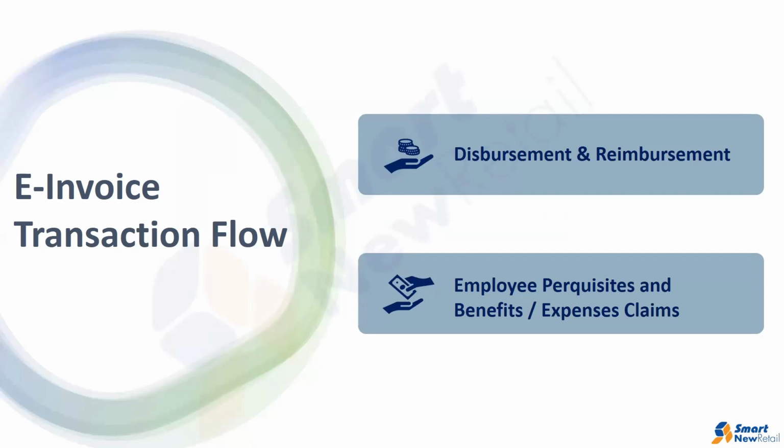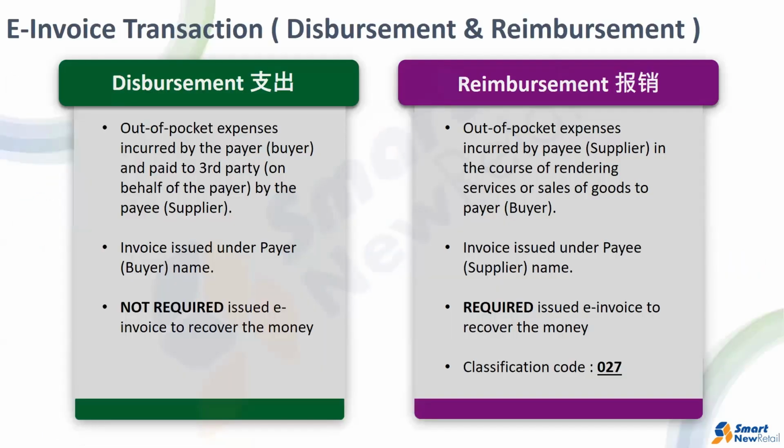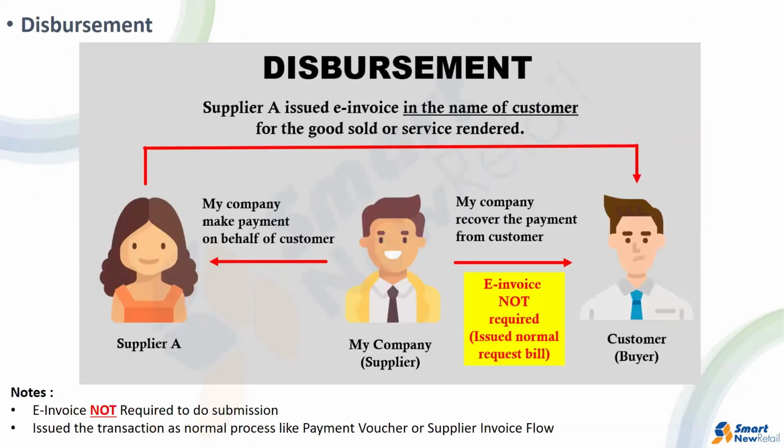Now let's talk about disbursement and reimbursement, and also the employee benefit and claim. For disbursement, we are not required to issue an invoice to recover the money, whereas for reimbursement, we are required to issue an invoice to recover the money. So this is disbursement.